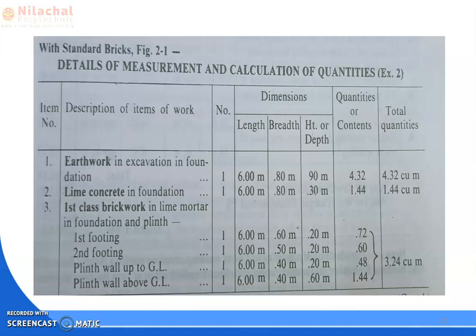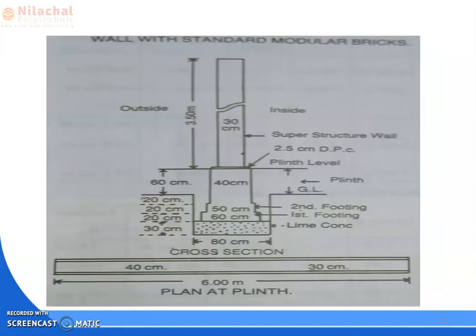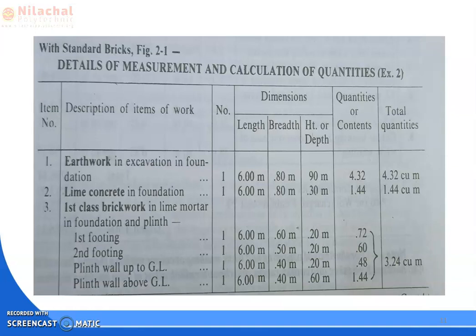Then we go to the second footing part. Here the length is constant, 6 meter. The second footing breadth is how much? 50 centimeter. Then the thickness is how much? Second footing contains 20 centimeter thickness. So the length is 6 meter, breadth is 0.50 meter, height is 0.20 meter. Got it? So the total quantity is how much? Particulars number is 1. 1 into 6 into 0.50 into 0.20. Then we get the quantity 0.60 meter cube.